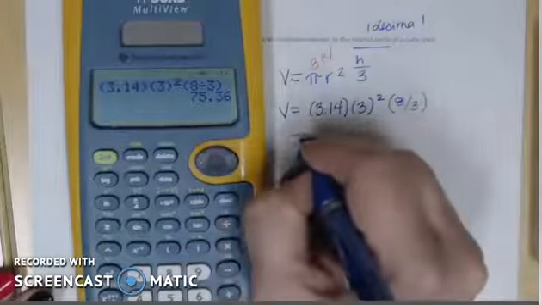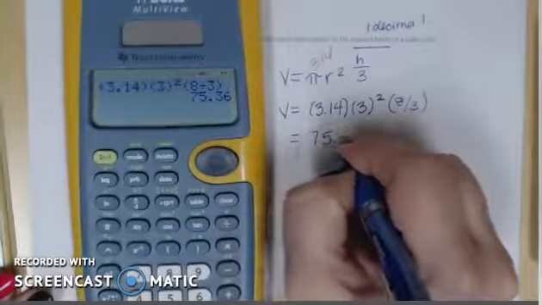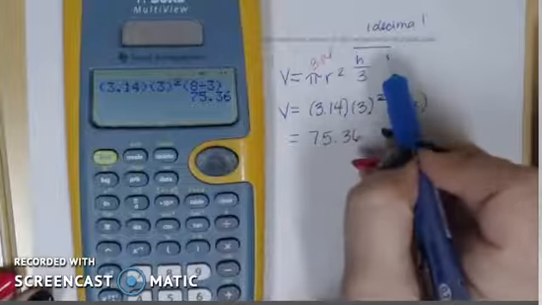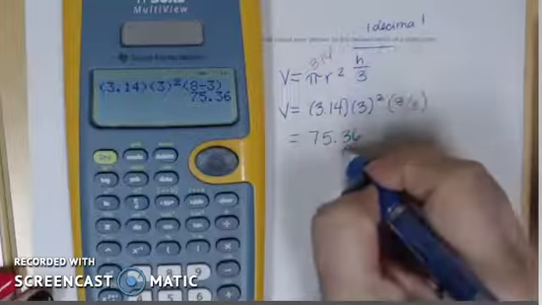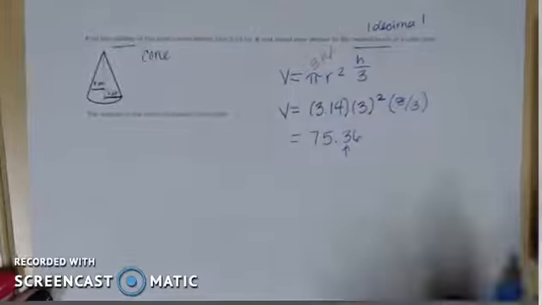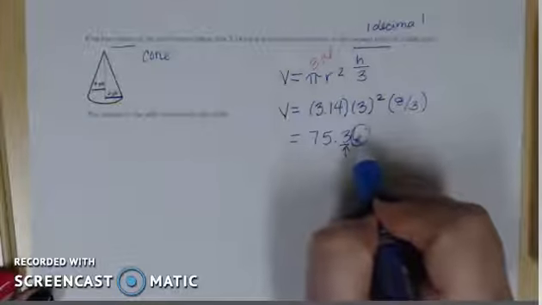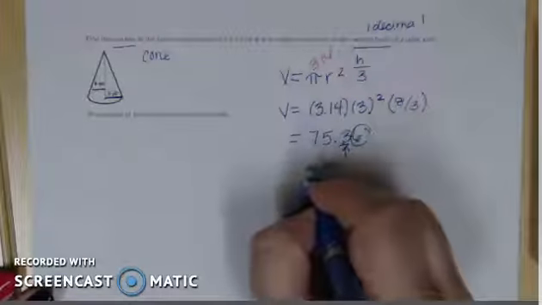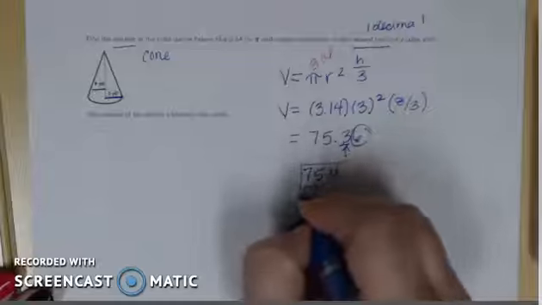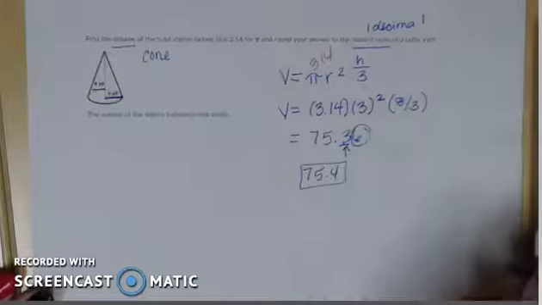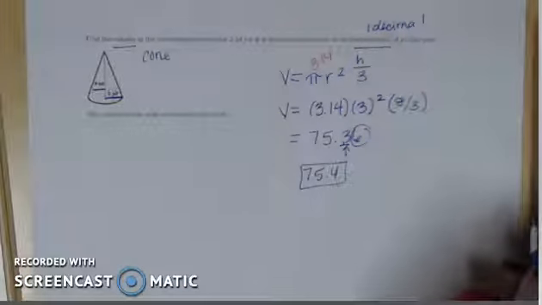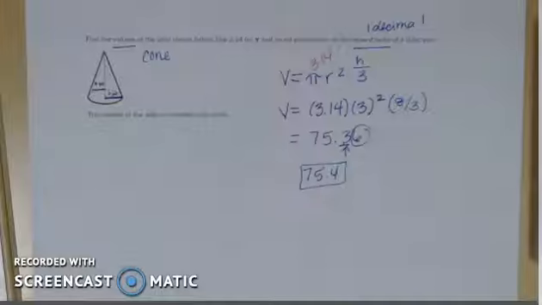And so that gives me 75.36. Now they told me round to the tenths place, which is right here. So I do need to round this. Whenever you're rounding to the tenths place, you look at the number beside it. If it's 5 or bigger, it'll make this one go up. So my final answer would be 75.4. So I hope this helps with how to find volume of a cone. Just let me know if you need any more assistance.